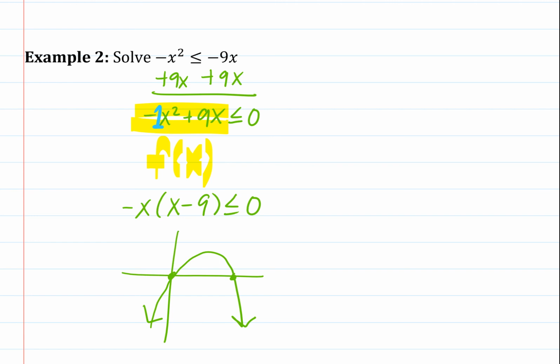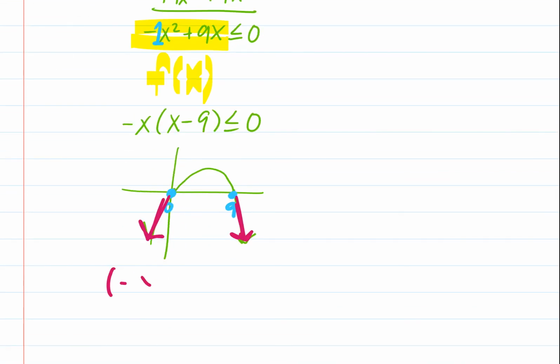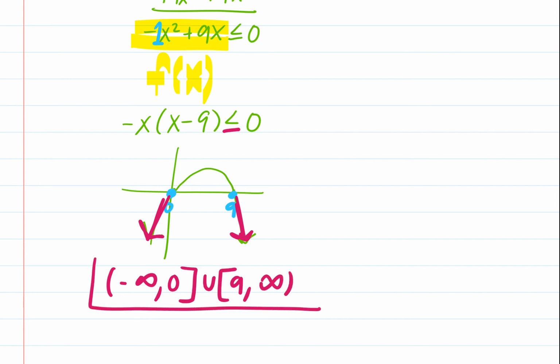So where is my function less than or equal to 0? Well, it's equal to 0 at 0 and at 9. And the function is less than 0 to the left of 0 and to the right of 9. So the x value is -infinity to 0. This time we're including 0 because we're allowed to be less than or equal to 0. Union 9 to infinity. These are the x values that make our analogous function f of x less than or equal to 0, or negative.